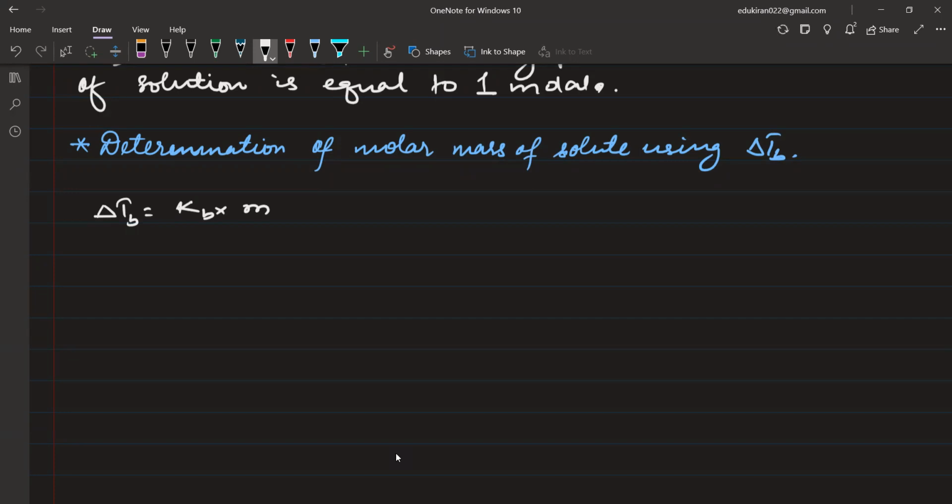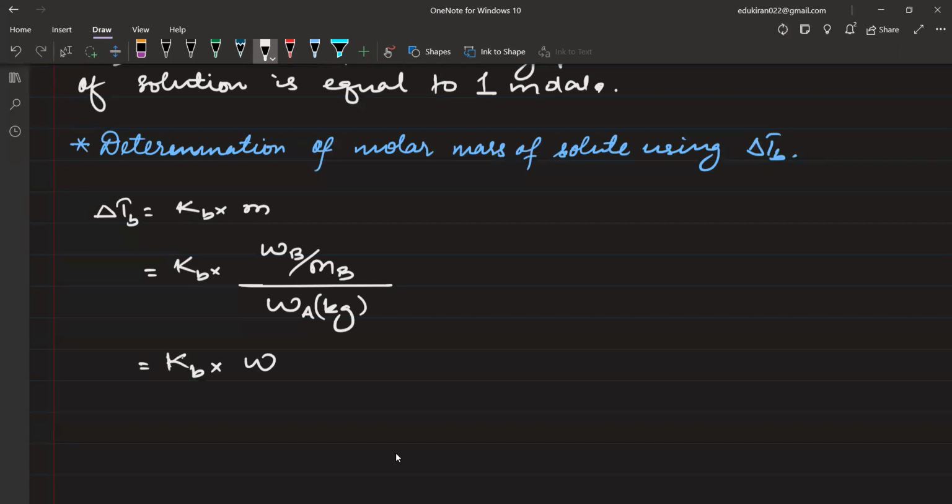Okay. Now what I can write molality as? I can write molality as KB into WB upon MB divided by WA in kg. Molality क्या होता है? Number of moles, that is given mass upon molar mass divided by the mass of solvent in terms of kg. So WB upon MB. इसको क्या ले सकते हैं? KB into WB divided by MB into WA. If WA is in terms of grams, you divide किससे करना पड़ेगा, 1000 से, and denominator of denominator is numerator. So it will be multiplied by 1000.